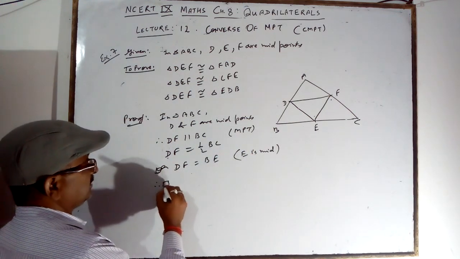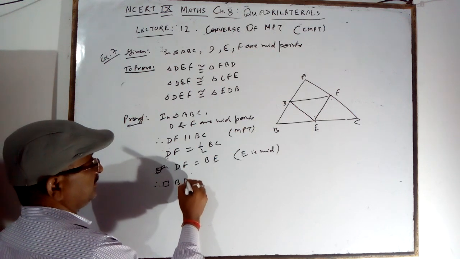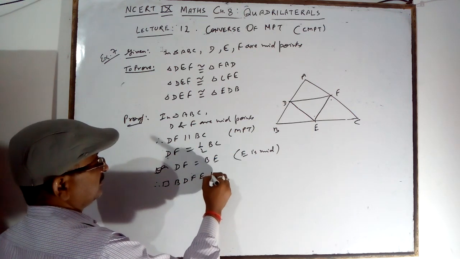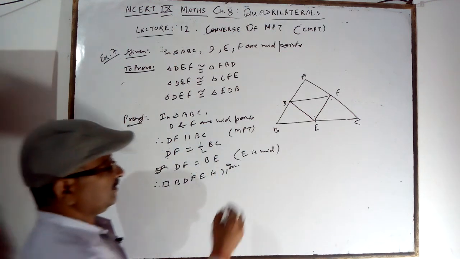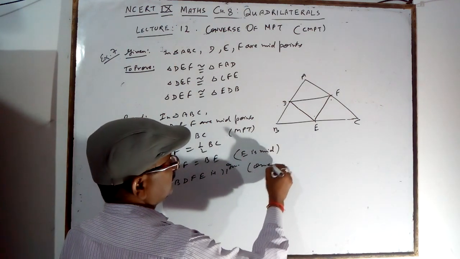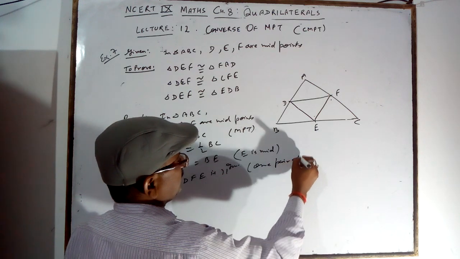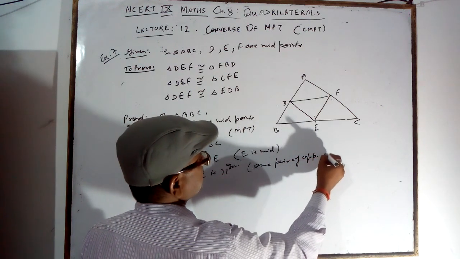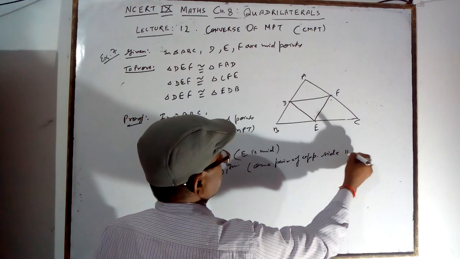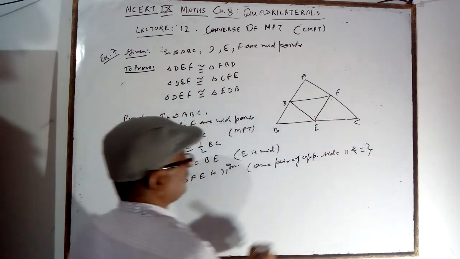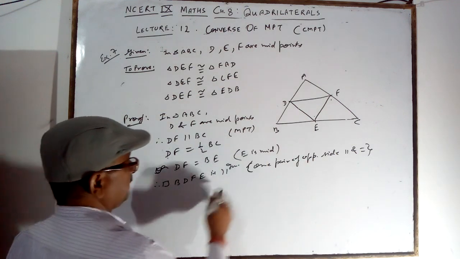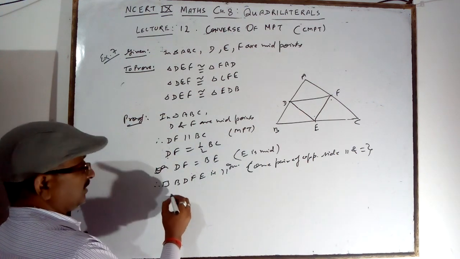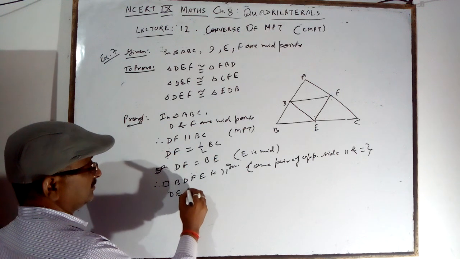So quadrilateral BDFE is a parallelogram. One pair of opposite sides are parallel and equal, so the quadrilateral is a parallelogram. Here the quadrilateral is a parallelogram. If it is a parallelogram, then DE is a diagonal.